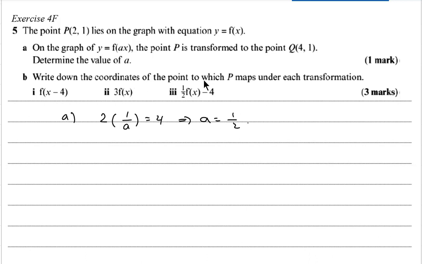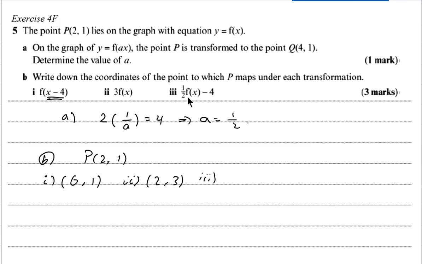For b, write down the coordinates of the point to which P maps under each transformation. The original point here is P, 2 and 1. After the transformation of x minus 4, the x coordinate should be changed by adding 4 to it. So it will be 2 plus 4, 6, and keep y as it is. Okay, for the second transformation, 3 f of x, we will multiply the y coordinate by 3. So it will be 2, 1 times 3 is 3.